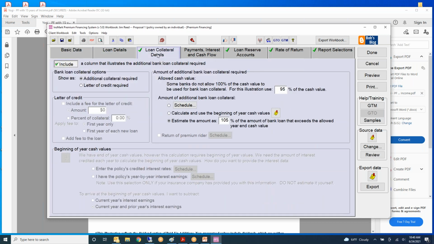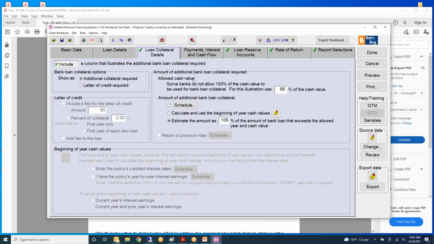Second is loan collateral details. This is actually a report option. It kind of comes by default selected, but you don't have to include it. If you don't want loan collateral numbers showing up on the report, you just deselect it. Majority of the time, probably lenders want you to show the additional collateral. So you check the include, okay? And then you need to, again, select the name of this collateral. So I call this additional collateral required rather than letter of credit. So I pick this one, okay?